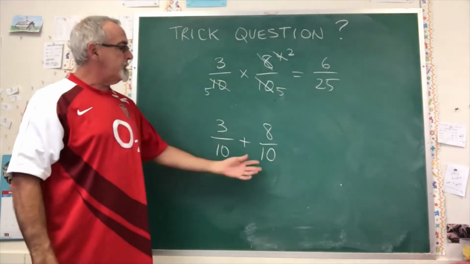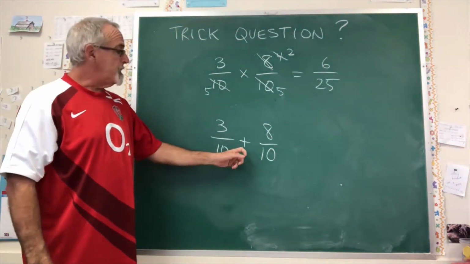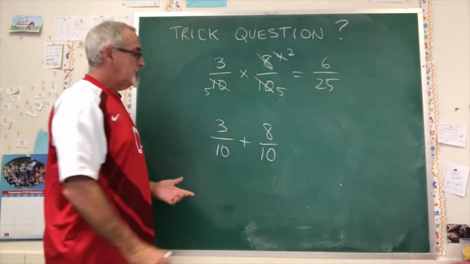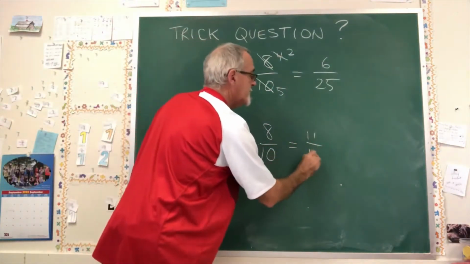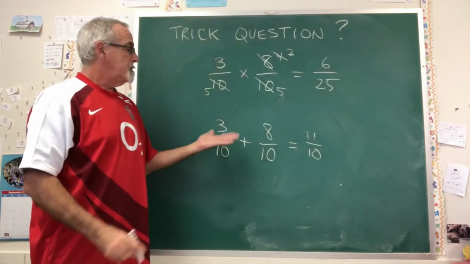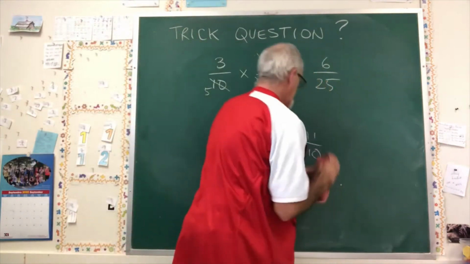Now let's do a very similar problem, except it's an addition. We have 3 tenths plus 8 tenths. Well, they already have a common denominator. So 3 plus 8 is 11. I have my answer. I have 11 tenths as an answer. But wait, what if I want to simplify? Let's try it.